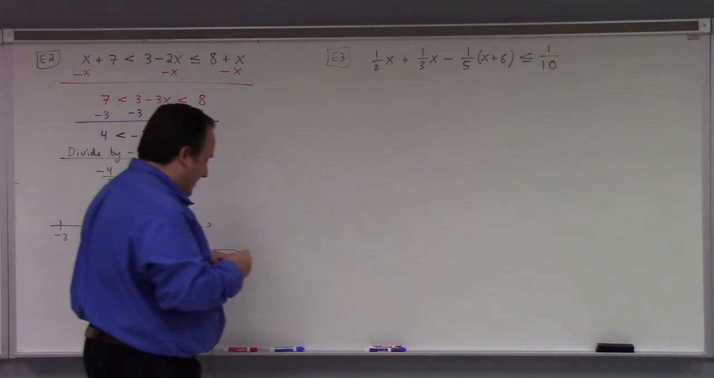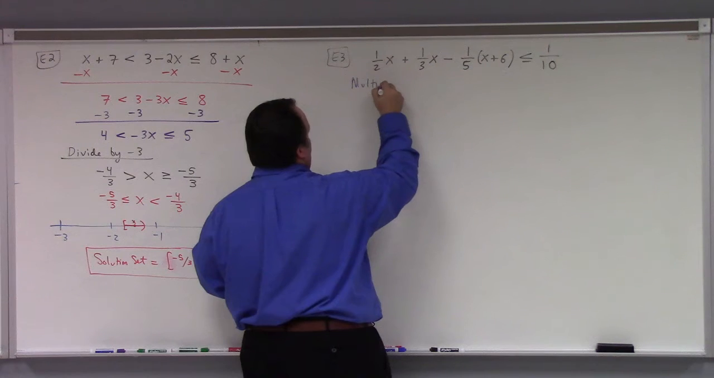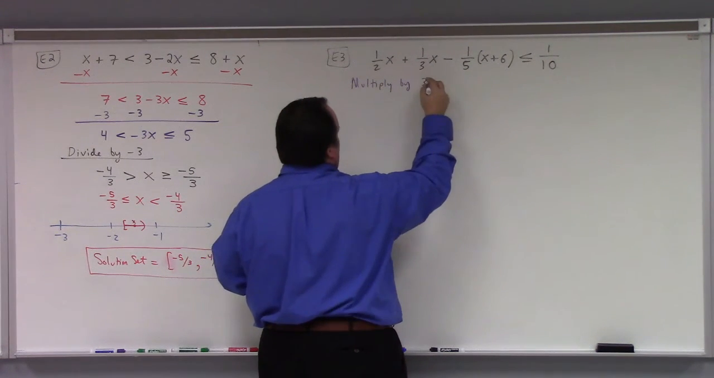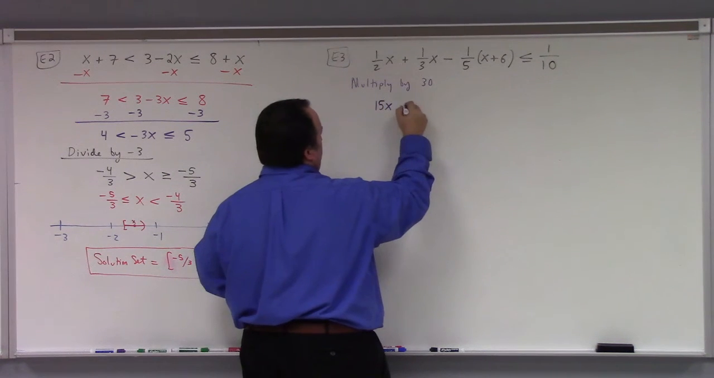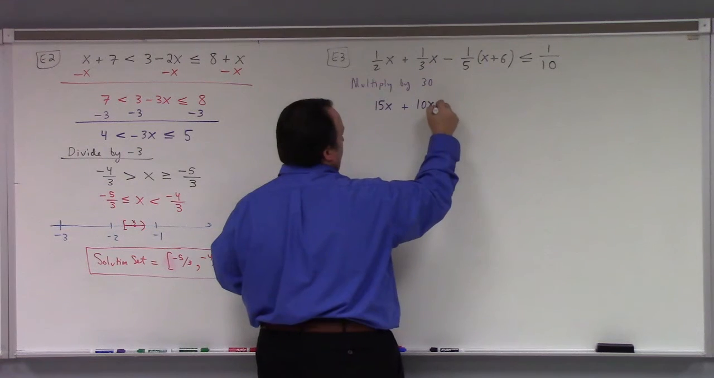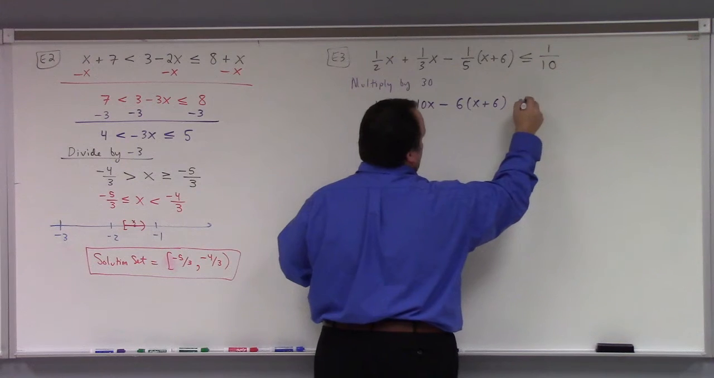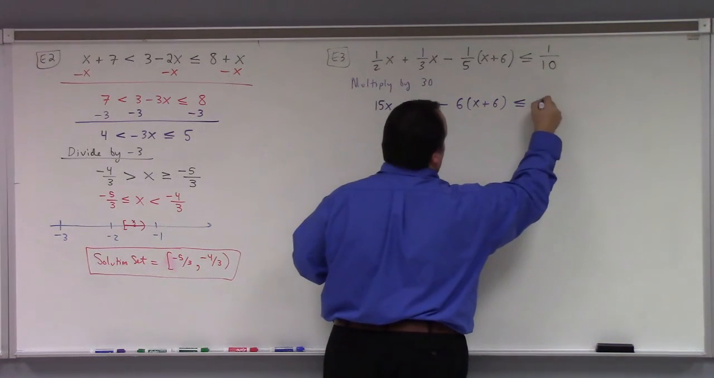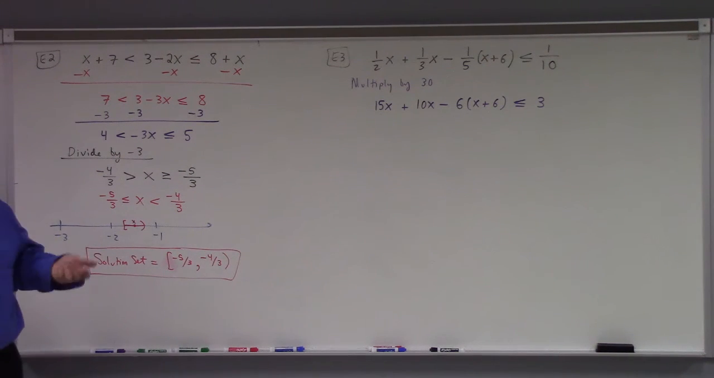Multiply by 30. And so we get, what's 30 over 2? It's 15. 30 over 3, 10. 30 over 5, 6. What's 30 over 10? 3, right? So multiplying by 30, 30 over 2 is 15, 30 over 3 is 10, 30 over 5 is 6, and of course 30 over 10 is 3.